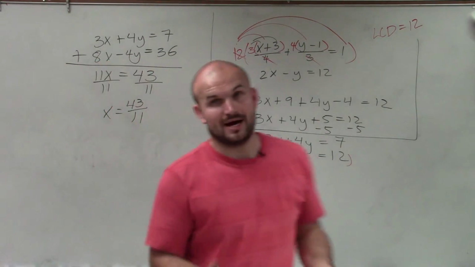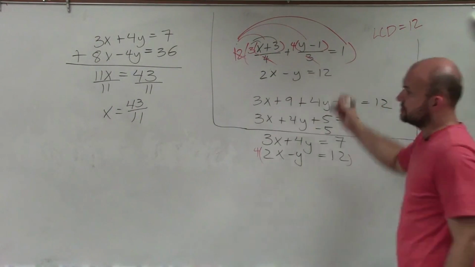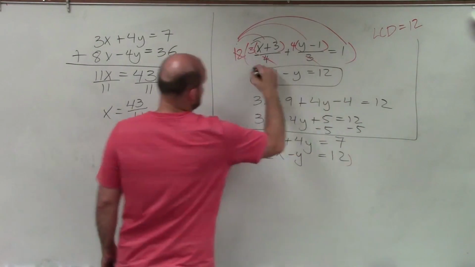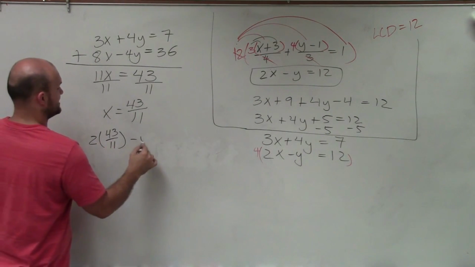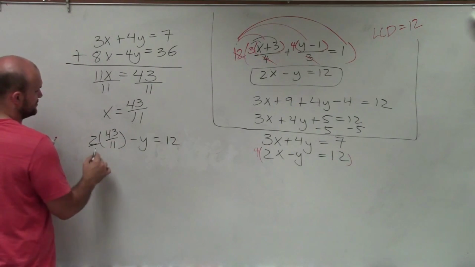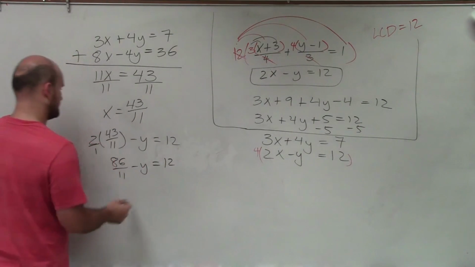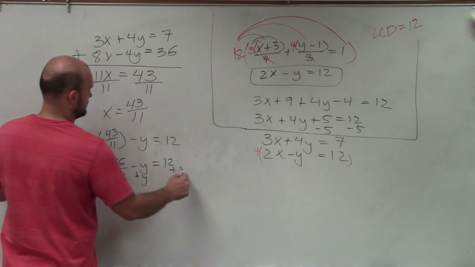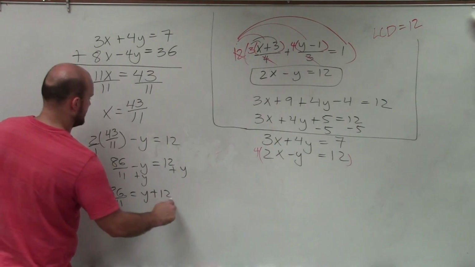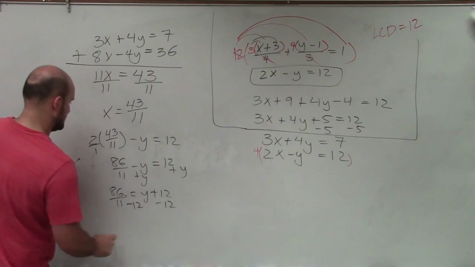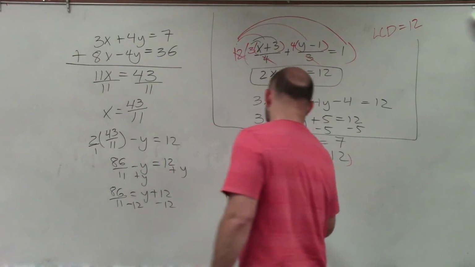Now I need to go ahead and solve for y. To do that, I'm going to take that value and plug it back into my equation. I'm going to choose this equation to plug it into. So I have 2 times 43 over 11 minus y equals 12. Well, this is really 2 over 1, so that becomes 86 over 11 minus y equals 12. Then I'll add the y, and I have 86 over 11 equals y plus 12. Subtract 12, subtract 12. And therefore, my final equation is y equals 86 over 11 minus 12.